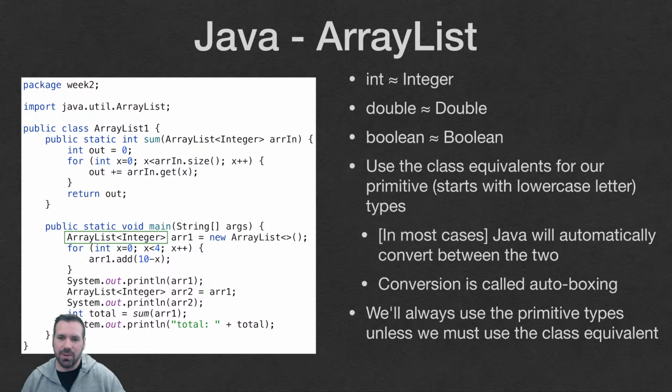You don't have to double check the wording of a problem set and say, okay, is that a lowercase d or a capital D or a lowercase b? It's always going to be lowercase unless it's a type parameter. So unless we have to use the class type, we will always prefer and will always use the primitive types.